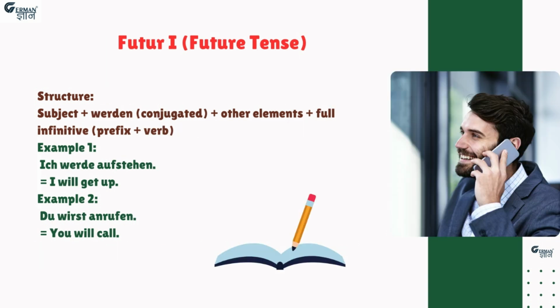Next tense is Futur eins, means future tense. Here also we do not separate the Trennbare verb, means the structure is subject, then at the second place we use the verb werden, which is conjugated according to the subject, then we write the other element, and at the end of the sentence we write the infinitive form of the Trennbare verb, means we write both the prefix and the verb. For example, Ich werde aufstehen, means I will get up.